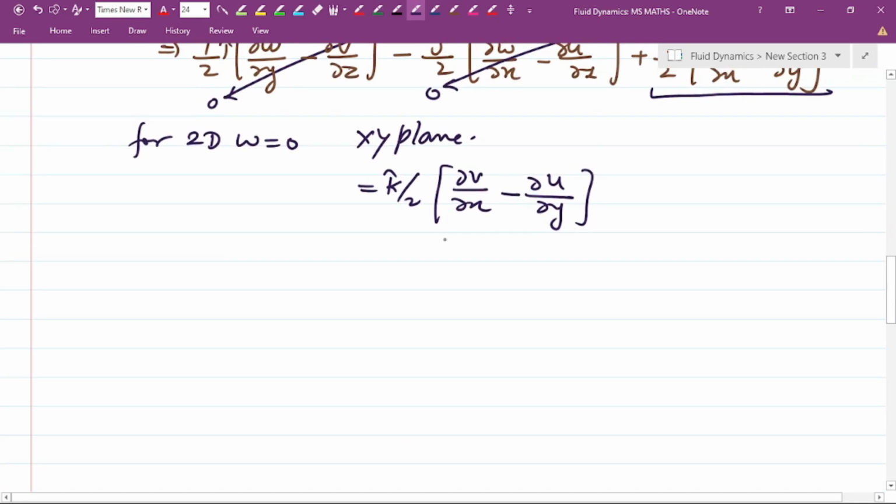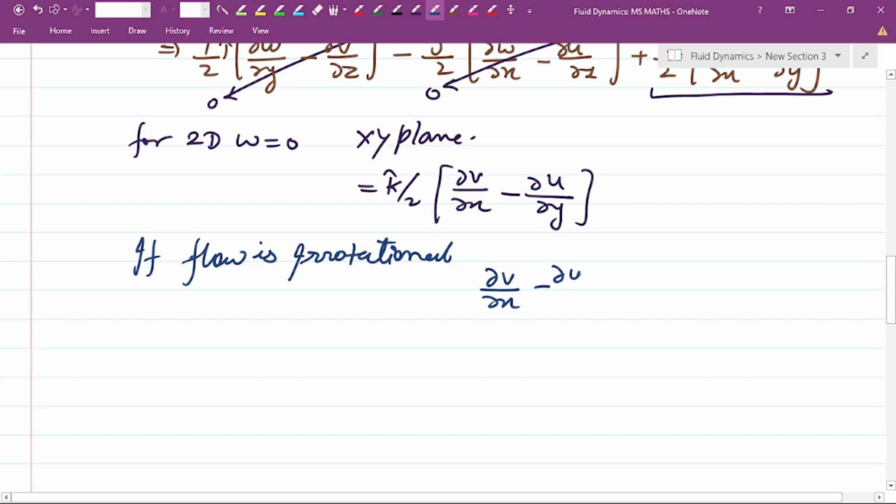It means we can write the component of the z direction in terms of x and y. If the flow is irrotational, then this will be equal. It means dou v by dou x minus dou u by dou y is equal to 0. We can write dou v by dou x is equal to dou u by dou y. So this will be 0. If it is 0, then this will be 0. Then we can conclude this.